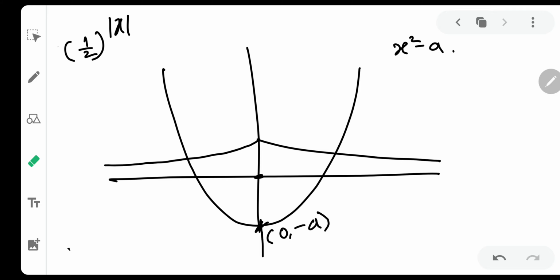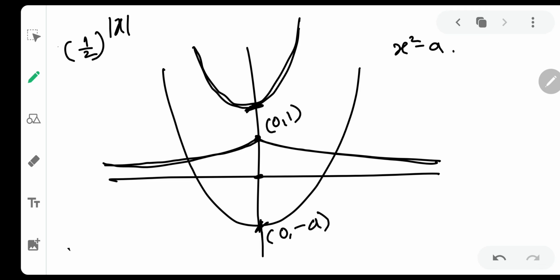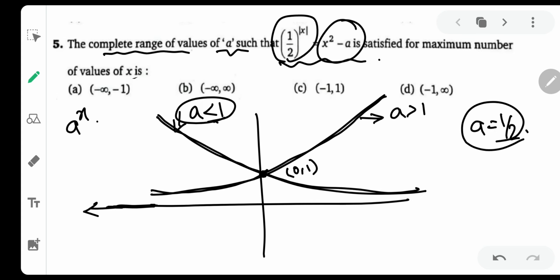Now we need to calculate the value of a. Now suppose the value of a is such that the graph is coming somewhere here, then there won't be any solutions because this parabola and this half raised to mod x is not cutting at all, and everyone knows this value is 0 comma 1. It means this vertex 0 comma minus a can move here, here, here, here, here and here, but it cannot move ahead, it cannot go up, because this has to have a satisfaction.